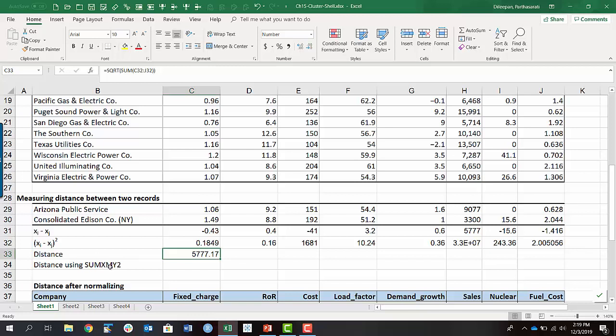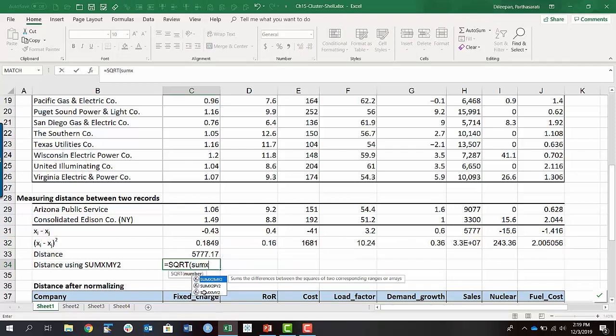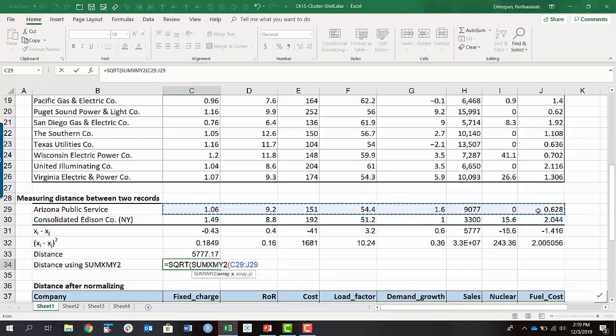Now, by the way, Excel has a function called SUMXMY2. The XMY is x minus y squared, which is what we have here. So you don't have to set up these two rows, square them and sum them and all that. So we can use that directly. So square root of SUMXMY2, then you give the two ranges. Okay, so that's our first range, comma the second range. So that will give us the sum of squared.